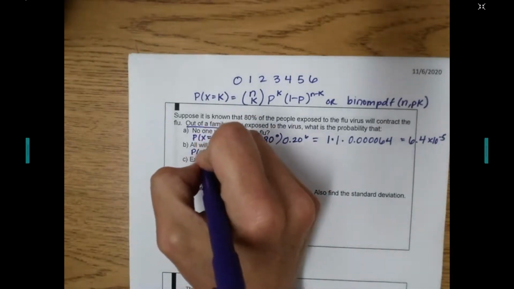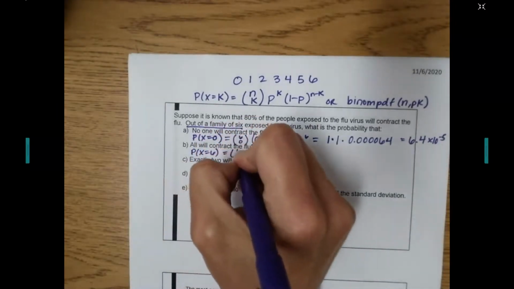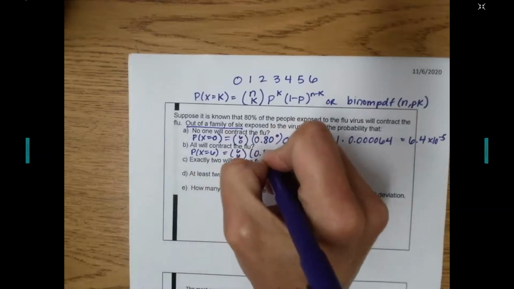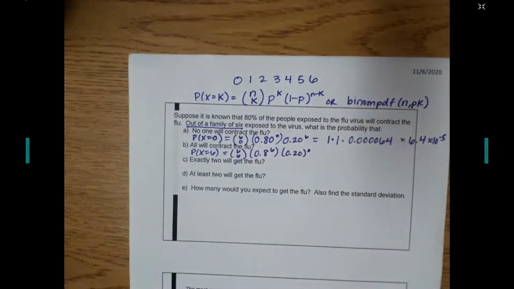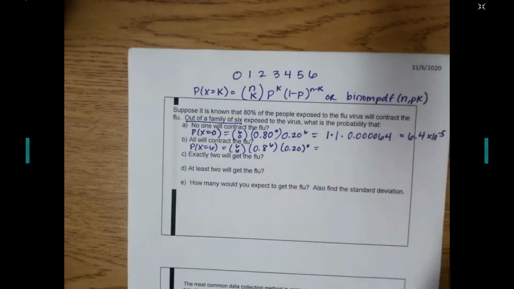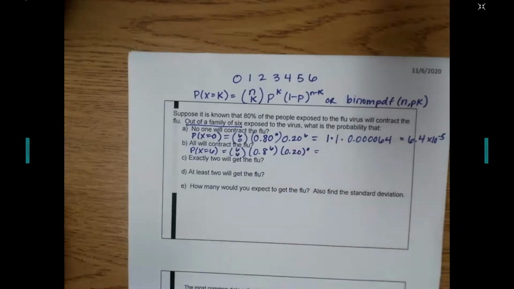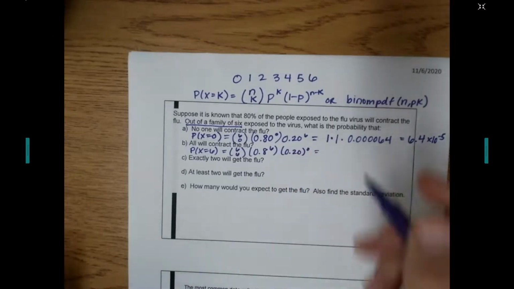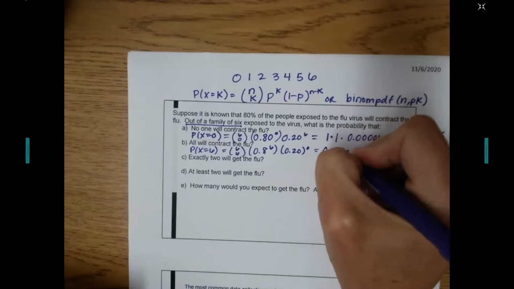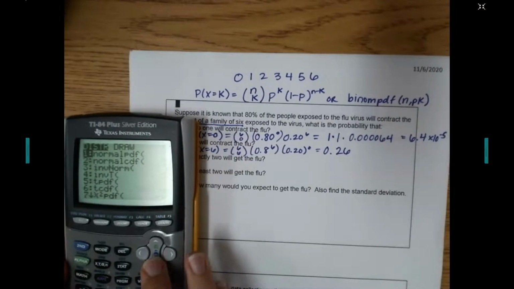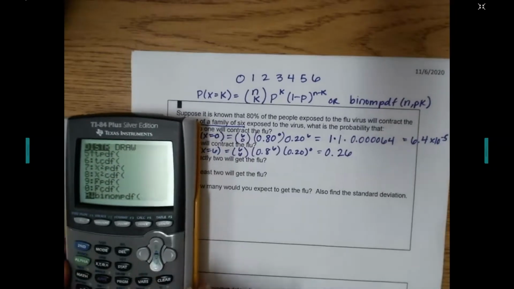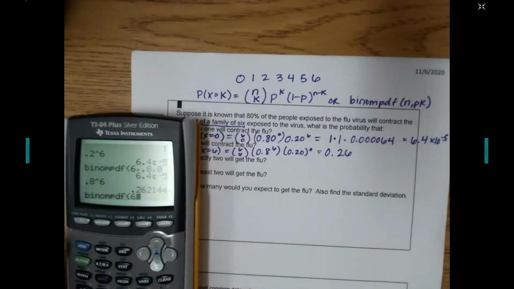Okay, so we're looking for the probability that all 6. So I could do the same thing again. 6 choose 6. This time it's 0.8 to the 6th, 0.2 to the 0. Okay, so 6 choose 6 is going to be 1. 0.2 to the 0 is going to be 1. So 0.8 to the 6th power is about 0.26-ish. And if you, again, did the same thing, second bars, binomial PDF, 6, comma, 0.8, comma, 6, and see it's the same thing again.